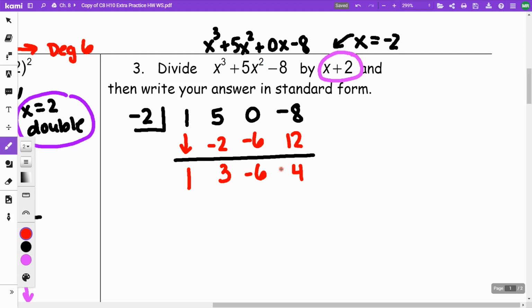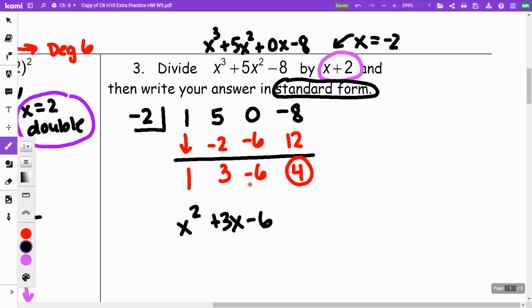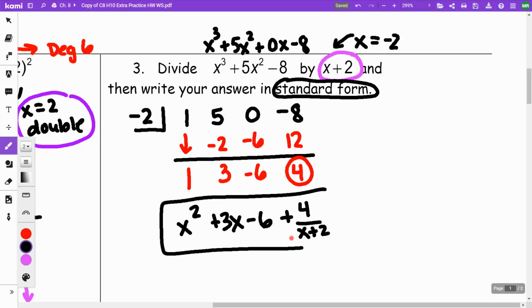So if they had asked, is x plus 2 a factor? Our answer would be no, because our remainder is not 0. Our remainder is 4. But they just asked us to divide. So now we need to give our answer as a polynomial in standard form. It was a degree 3, so this is now 1 degree less, a degree 2. So this is going to be x squared plus 3x minus 6. And then this is a positive 4. So I'm going to write plus 4 over, because that's our remainder, what I divided by, which is x plus 2. And that's our answer.